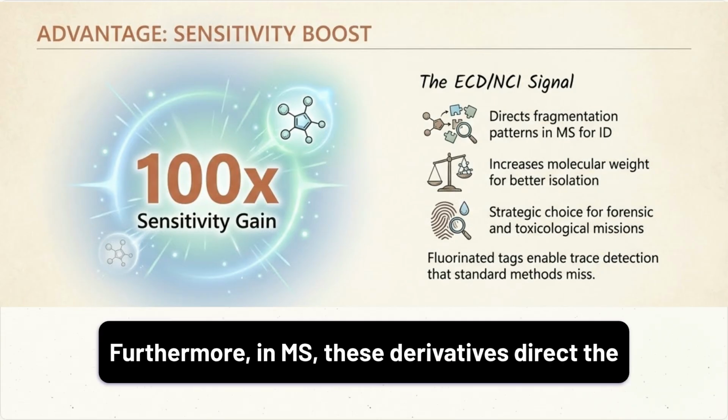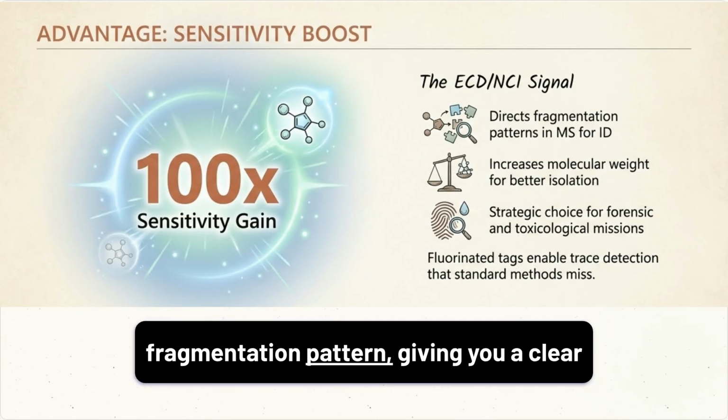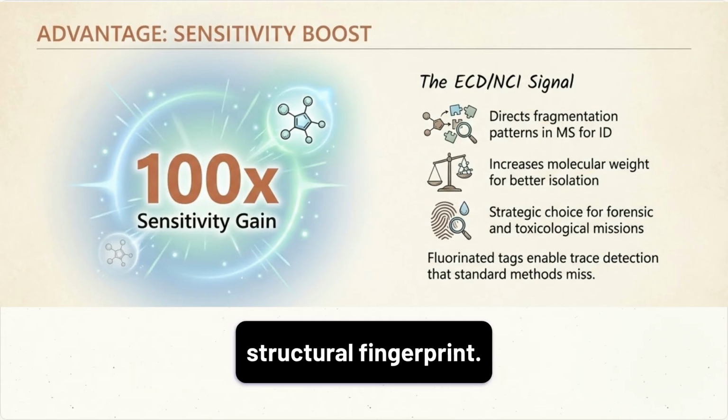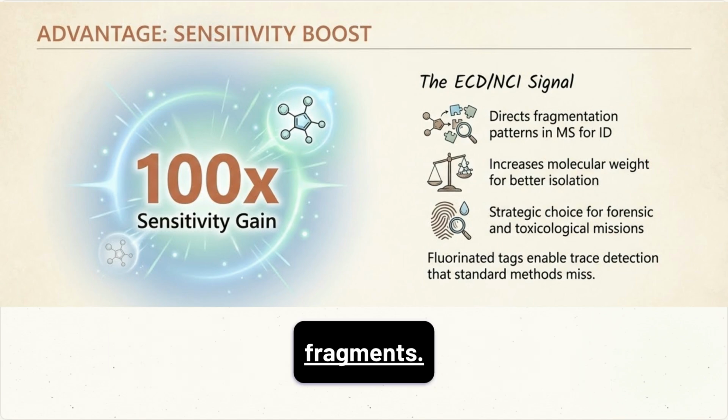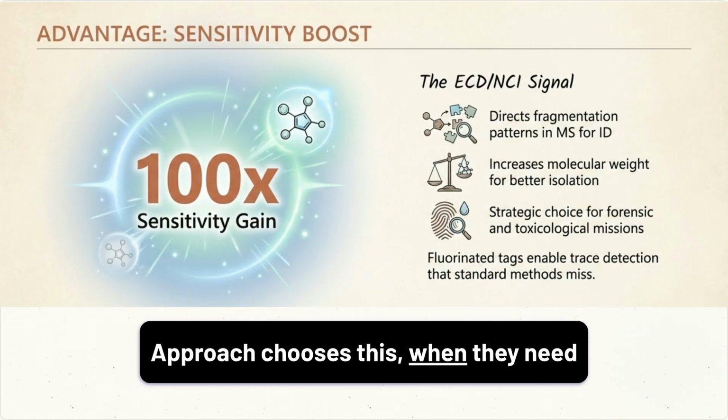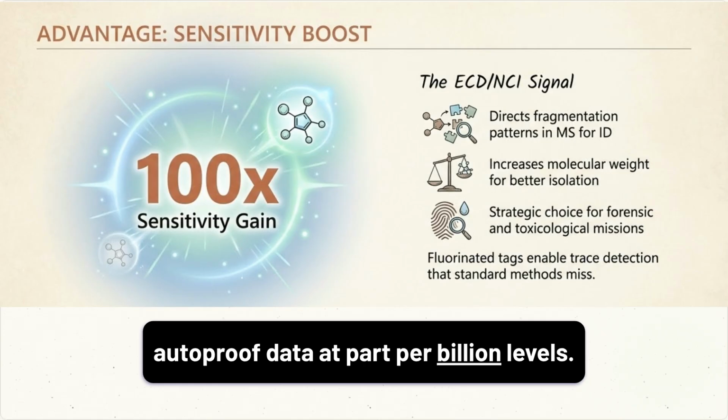Furthermore, in MS, these derivatives direct the fragmentation pattern, giving you a clear structural fingerprint. You are no longer just guessing at a mass, you are seeing a predictable story told by the fragments. A pro chooses this when they need audit-proof data at part per billion levels.